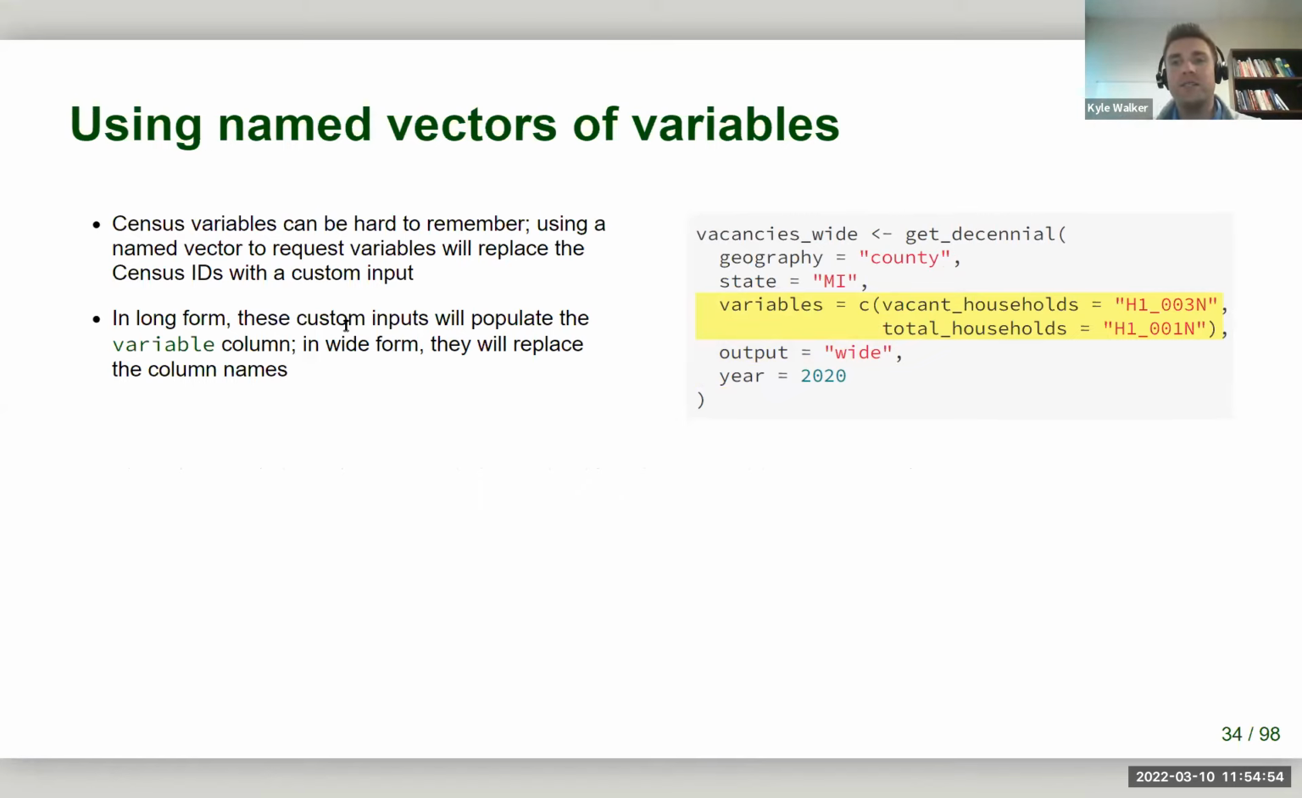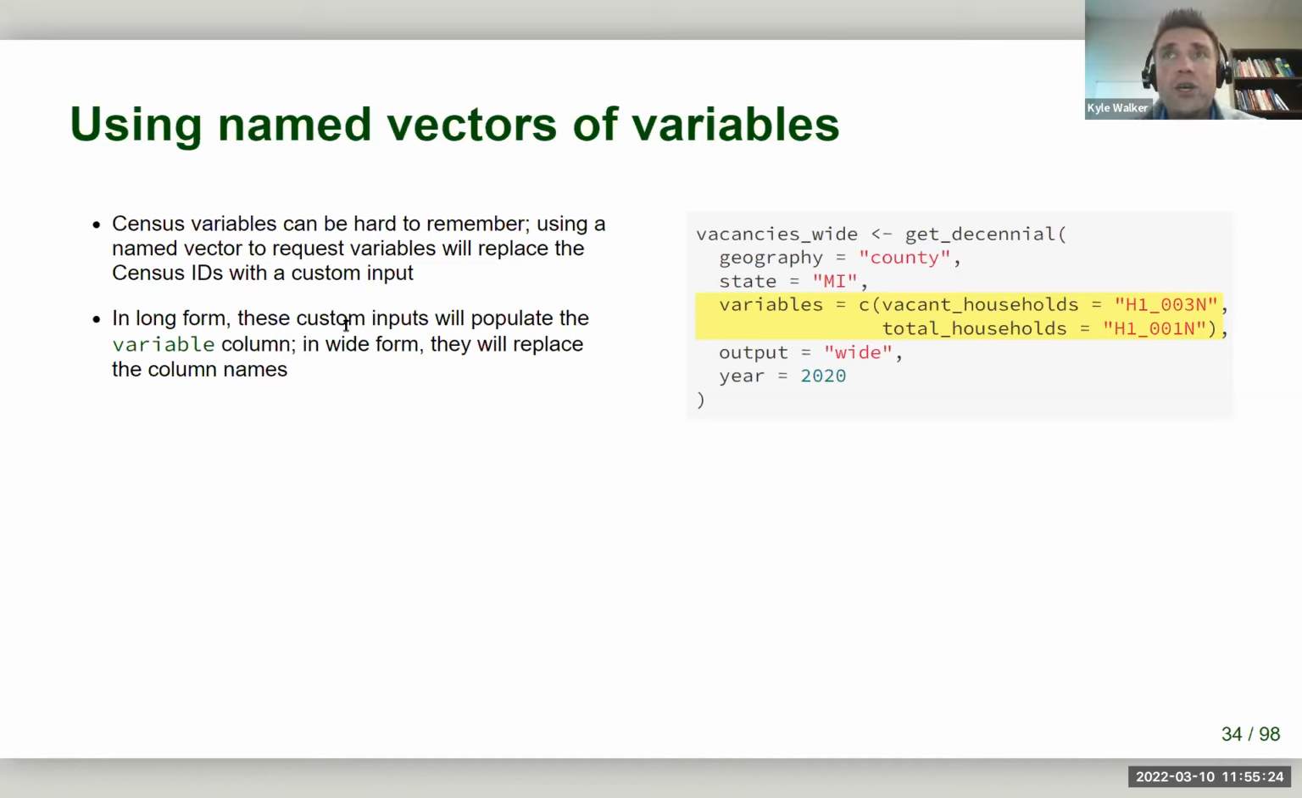What the c function does is it creates something called a vector, which is an object that can have multiple elements. So in this case, the object that we're passing to variables is not a single string of census IDs, but rather multiple census IDs. And what getDecennial will do is fetch data for all of the census variable IDs that you asked for and give you back the appropriate data.